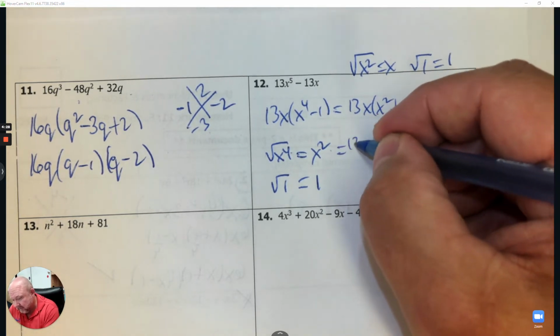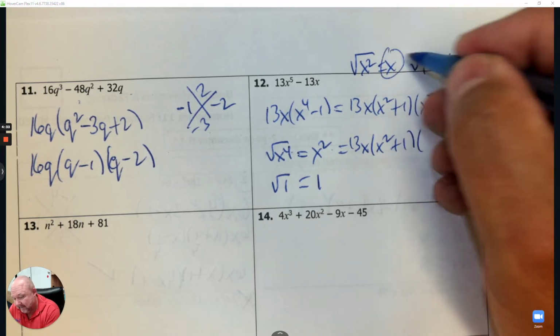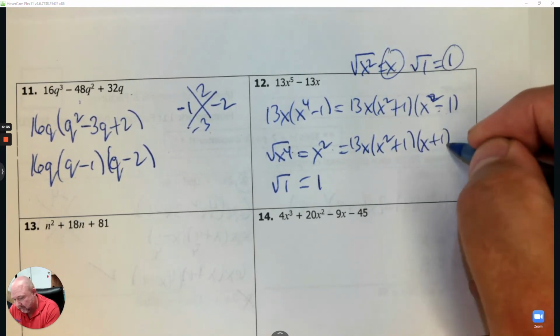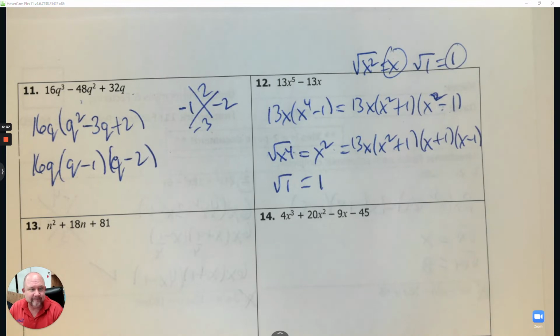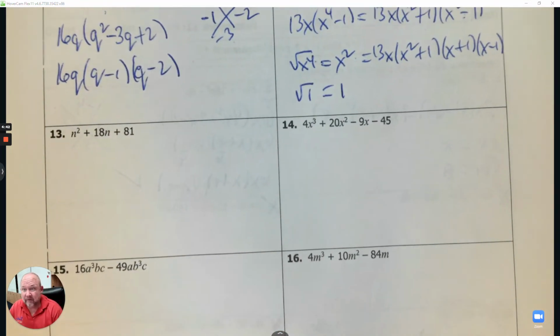So our final answer is 13x, and we have x squared plus 1, but then I have x in 1, so it's x plus 1 and x minus 1. And now it's completely factored. Great job. Number 13, a lot simpler.